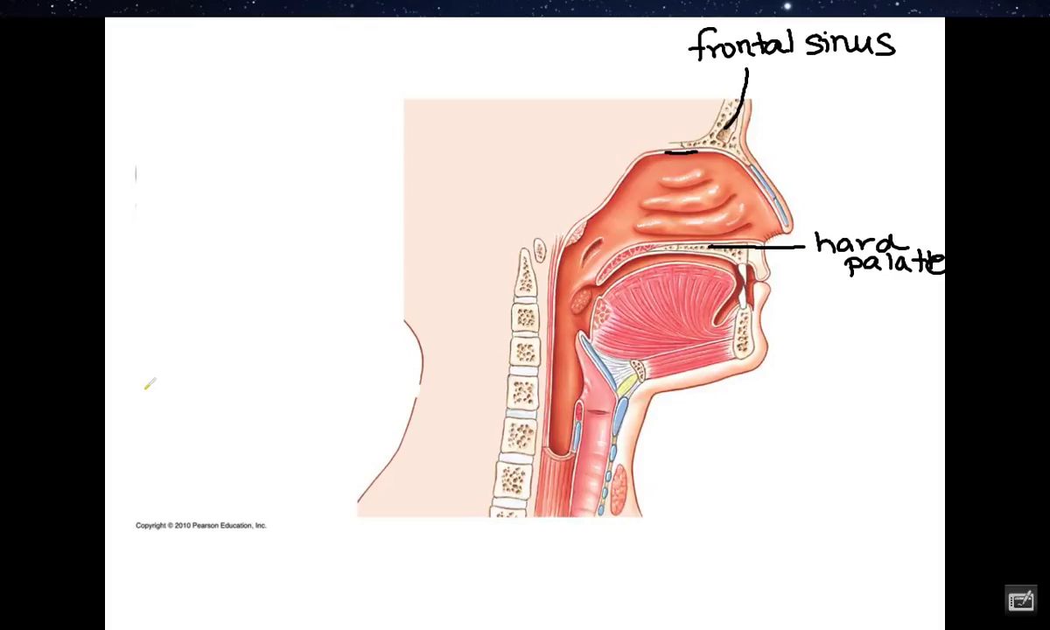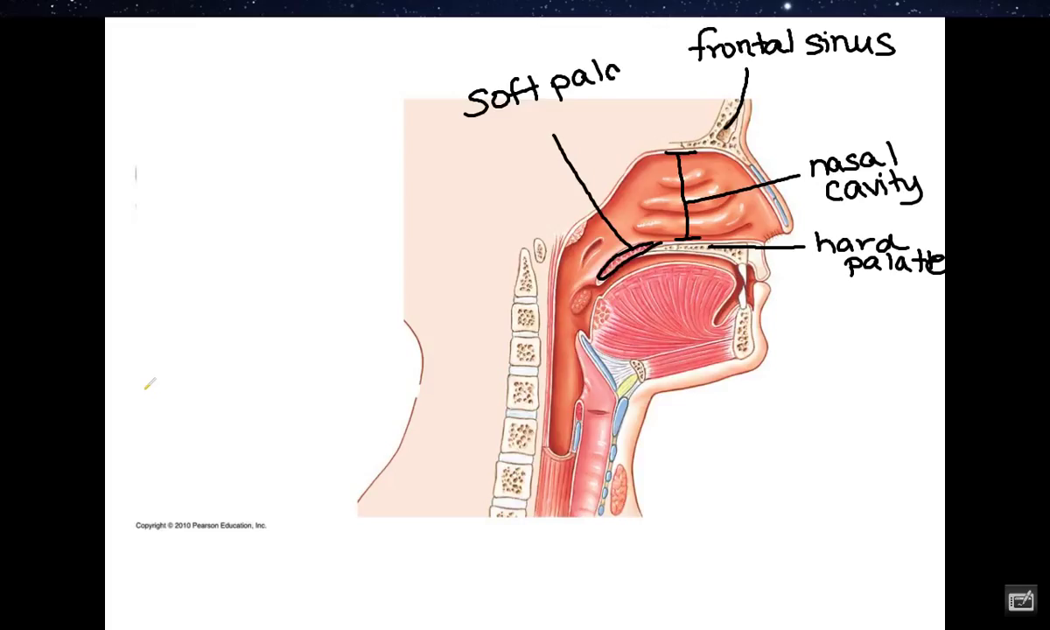Up in here, this is your nasal cavity. And then you can see it up on mine. This section here of your palate, that's actually soft tissue, so that is what we call your soft palate. But you can see they run one right into another, so they're really continuous as far as you are concerned.